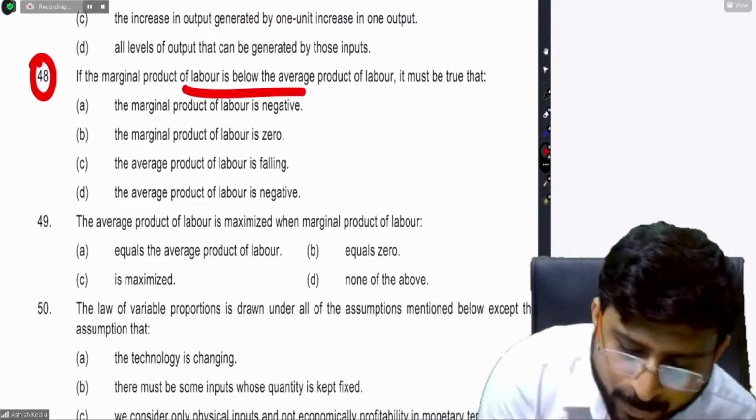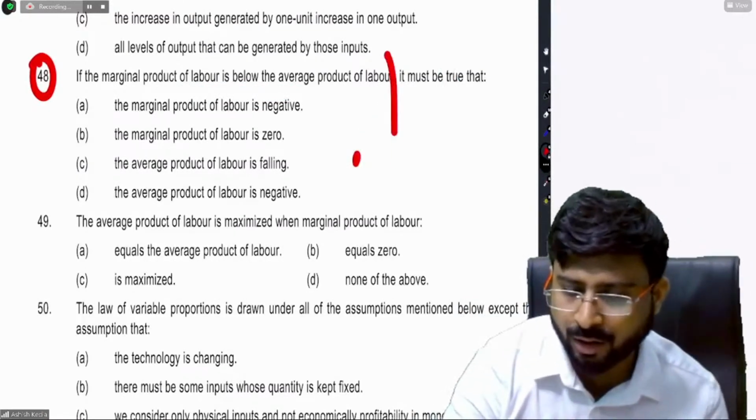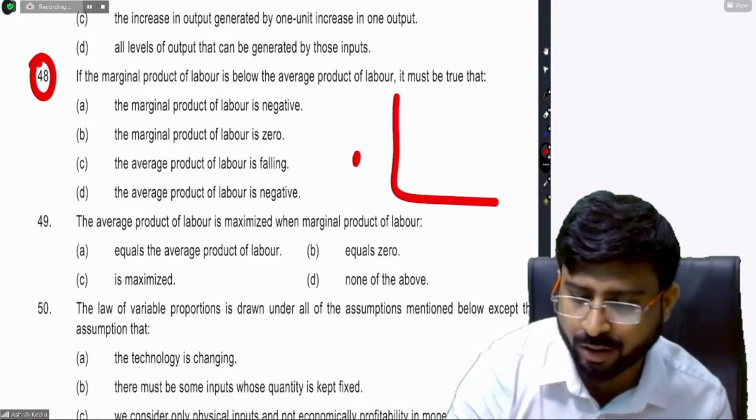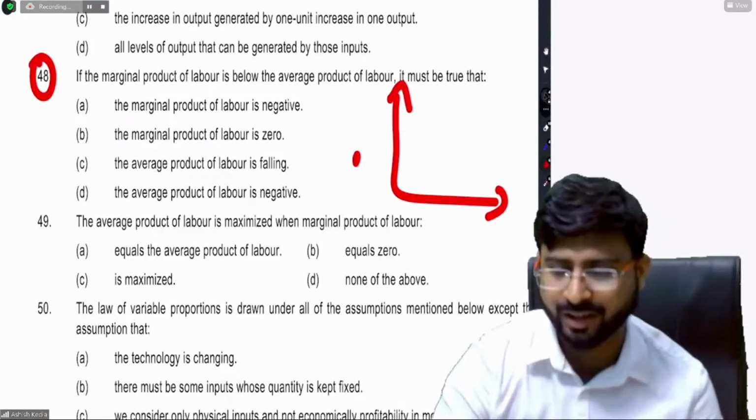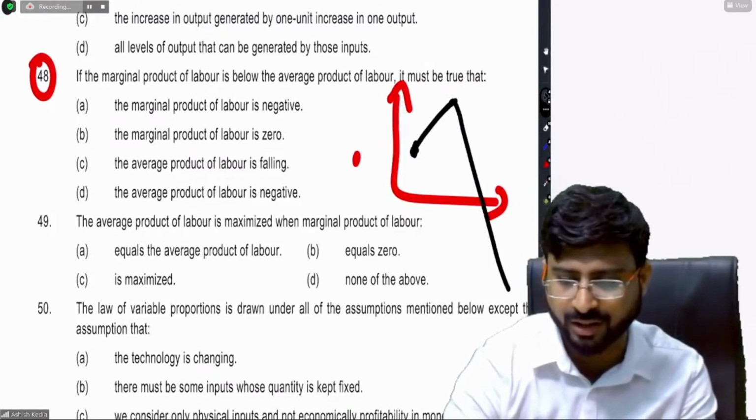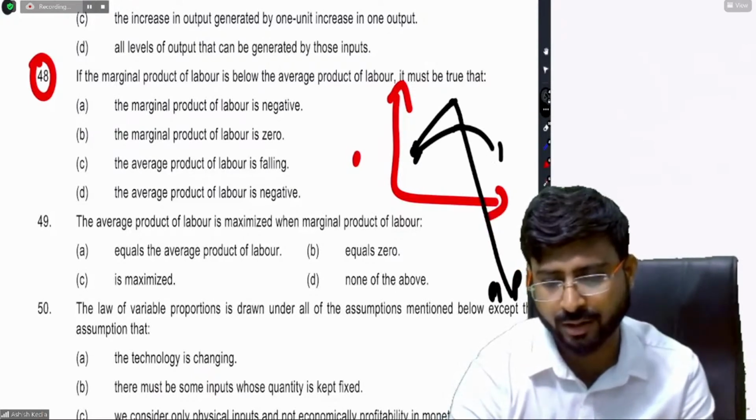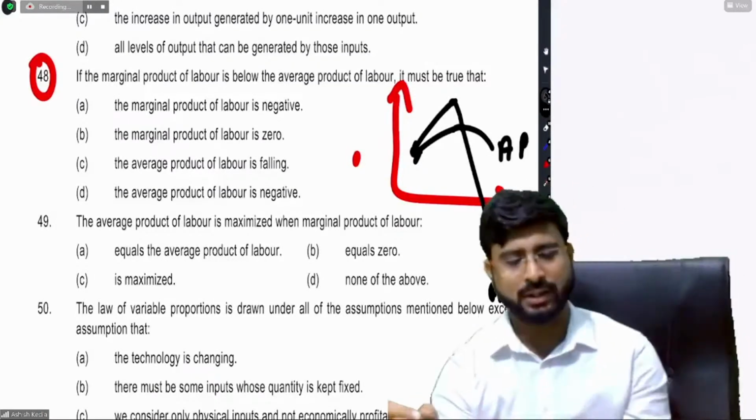See, if MP of labor is below the average, always draw the diagram. That is the problem. We don't draw the diagram and later on we think of learning it entirely. It's not the correct way, na? Diagram is the best key. See, this is marginal product. This is average product. Now what they're asking, let's see.